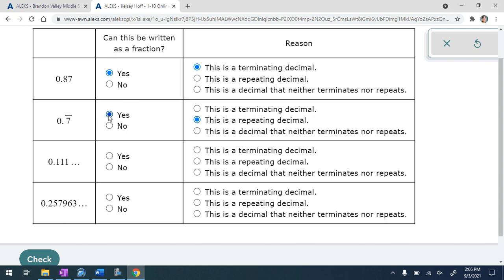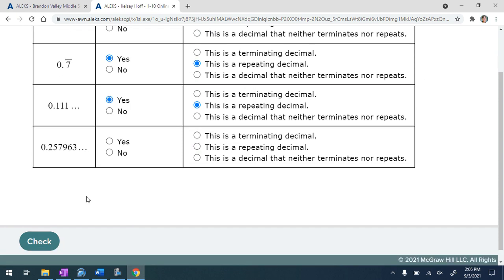0.111, this dot means it goes on and on and on. Terminating, repeating, or neither? Repeating. They didn't put it in correct notation, but it's repeating, yes? Well, what if it's different numbers? Just wait. Can this be a fraction, yes or no? Repeating, yes. Last one, 0.257963, this means it goes on forever. Terminating, repeating, or neither? Neither. In that case, it's neither.